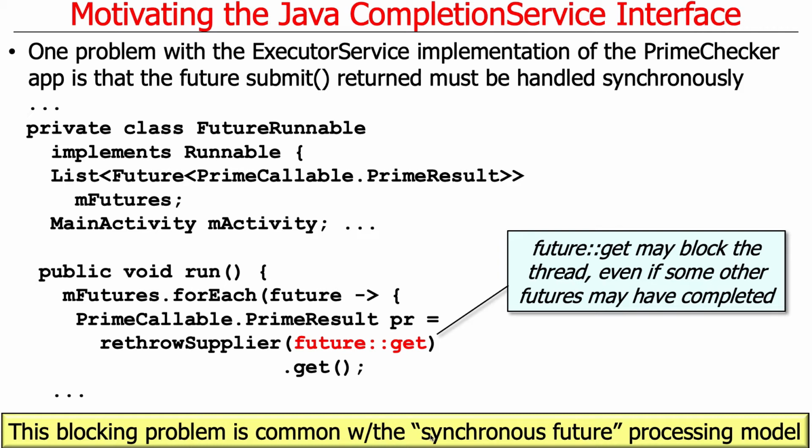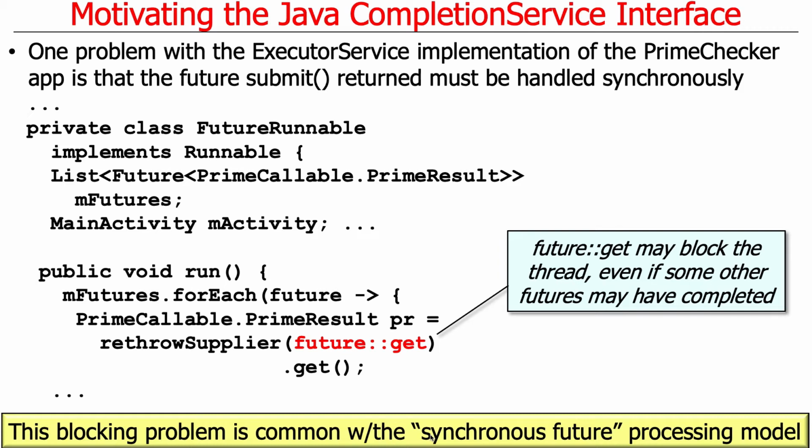And that means that as things complete, you don't find out about them necessarily right away. You find out about them whenever your background thread happens upon a future that has been completed, but other computations may have completed earlier, but we're stuck waiting for one that hasn't completed, and we have to wait until that one's done before we can learn about the ones that are finished. And that's what's called a synchronous future processing model. And it's deficient because you don't get to find out right away when something is done.